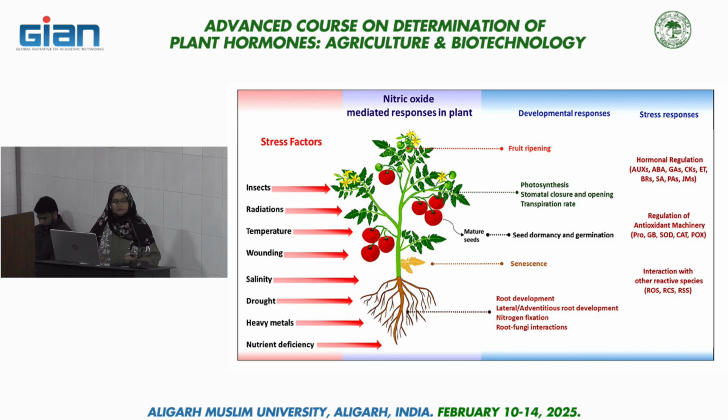Then NO also has a crosstalk with salicylic acid, and NO and SA work together to activate plant defense responses against pathogens. Both induce systemic acquired resistance by upregulating the pathogenesis-related genes, as we have seen in the case of abiotic resistance. So, NO enhances SA-mediated hypersensitive response and programmed cell death in infected tissues.